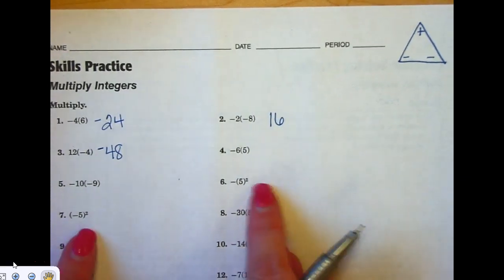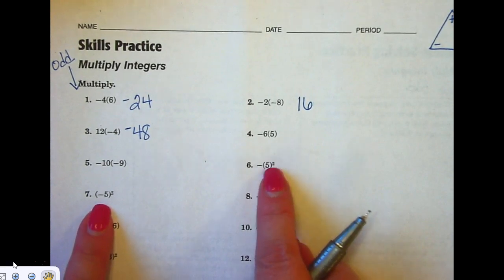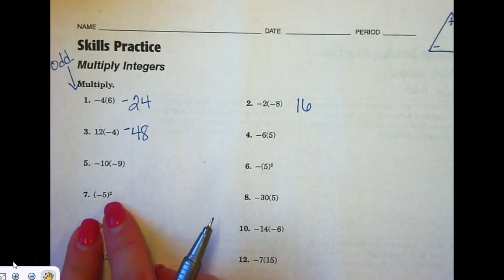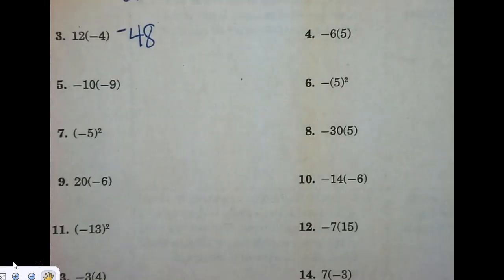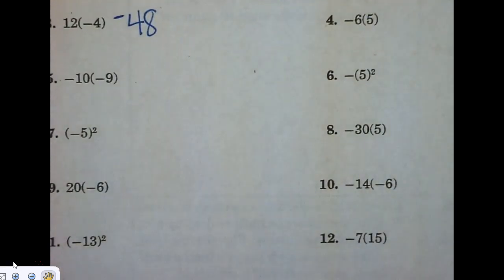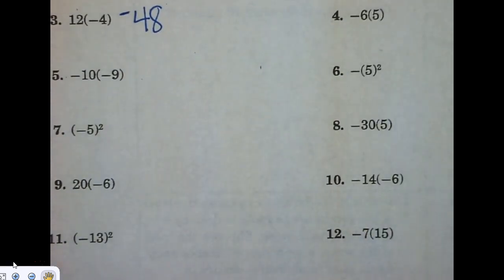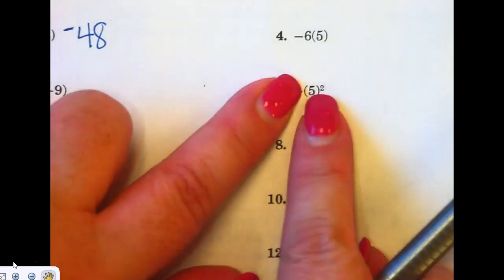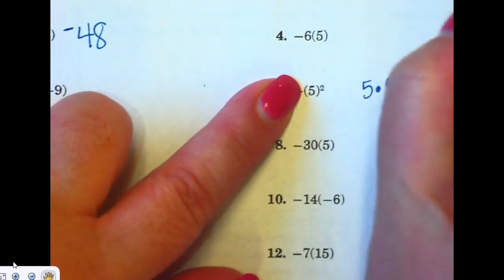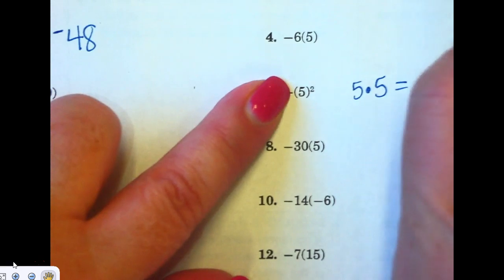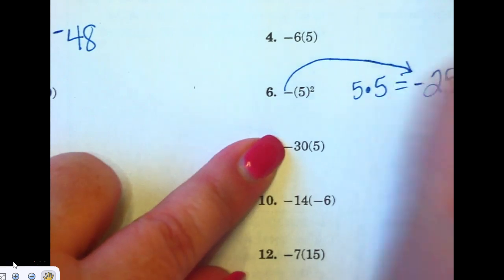Okay. I want to look at the difference between 6 and 7. Negative 5 squared and negative 5 squared. They look like they would be the same, don't they? What's different? Here the negative is outside, and here the negative is inside. So this means that we are squaring 5. Squaring 5 means 5 times 5, and 5 times 5 is 25. And then we're doing the opposite of that. That means we just bring that over, and it's negative 25.